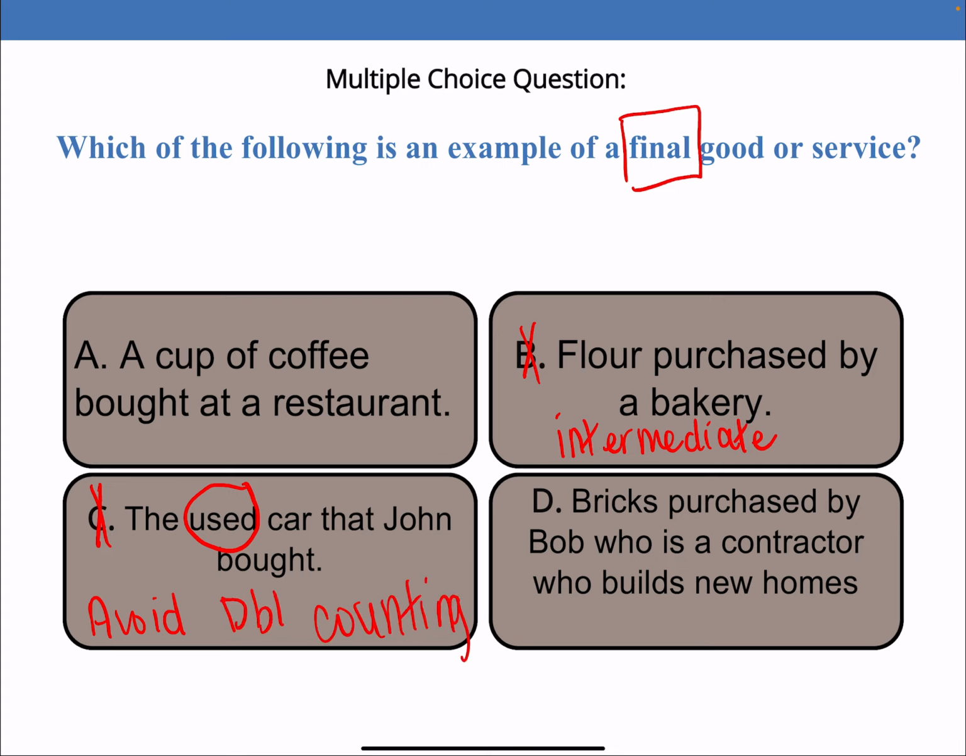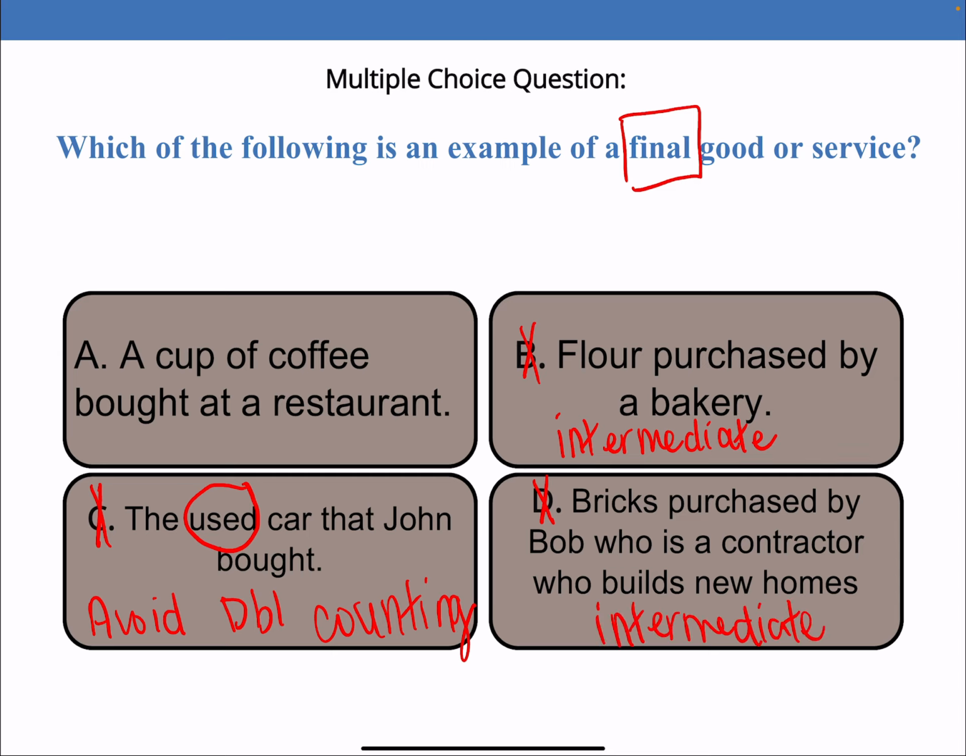Let's look at D here. Yes, obviously I skipped over the right answer. So for D, bricks purchased by Bob. Well, what's Bob going to do with them? Well, then we learn he's a contractor who builds new homes. So again, this is an intermediate good.